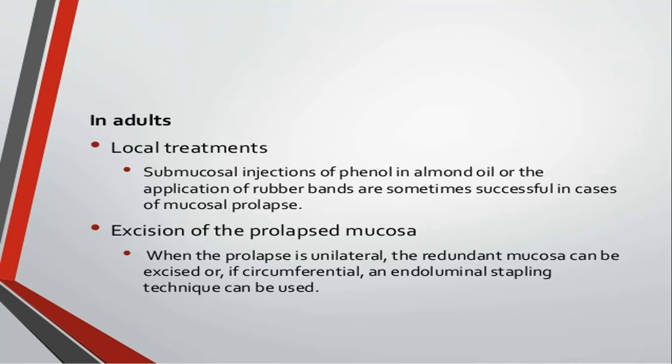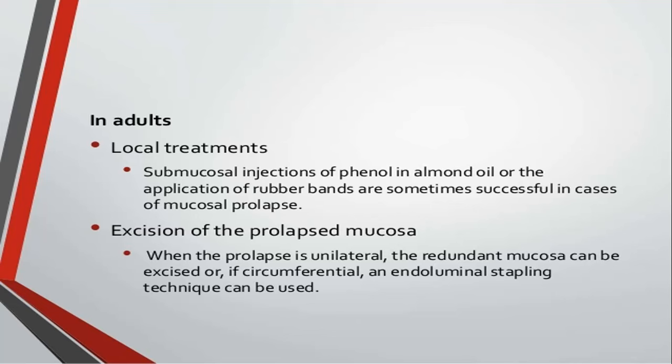If you're talking about adults, there are two modalities: local treatment and excision of the prolapsed mucosa. Local treatment is submucosal injection of phenol in almond oil, or the application of rubber bands, which are sometimes successful in cases of mucosal prolapse. Simple local treatment: you apply the 5% phenol, or you apply rubber bands.